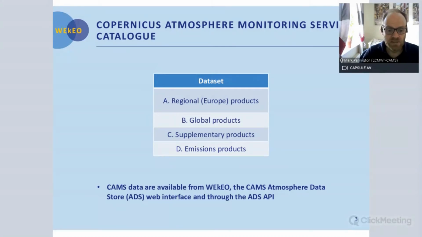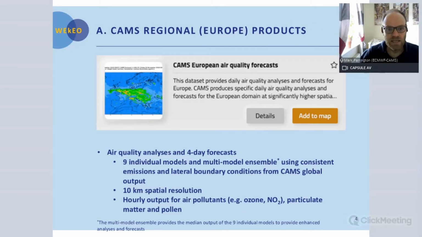And the data that are not available on Wikio can be accessed by the CAMS Atmosphere Data Store, which I'll continue to refer to as ADS, which has a web interface and an API for access. And I'll point out where the data that currently isn't available on Wikio is and how you can access it. So we'll start with the European regional products.